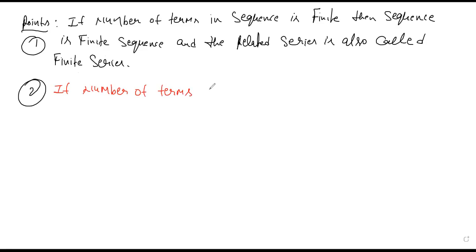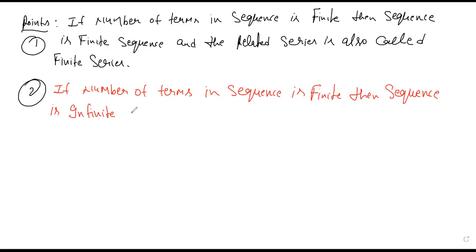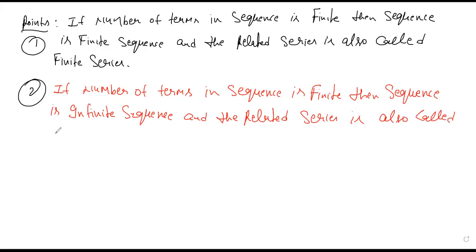If the number of terms in a sequence is infinite, not countable, then the sequence is an infinite sequence, and the related series is also called an infinite series. These are the two points regarding this.